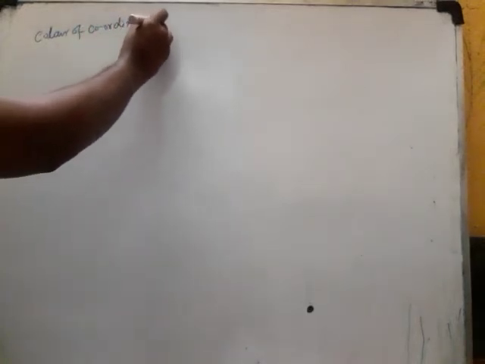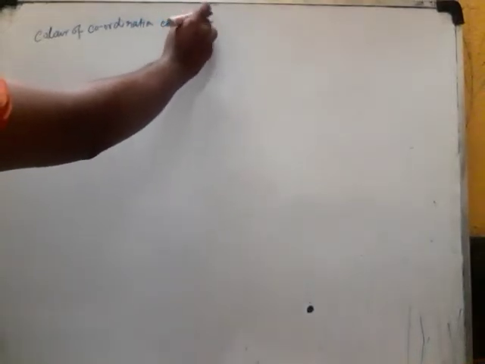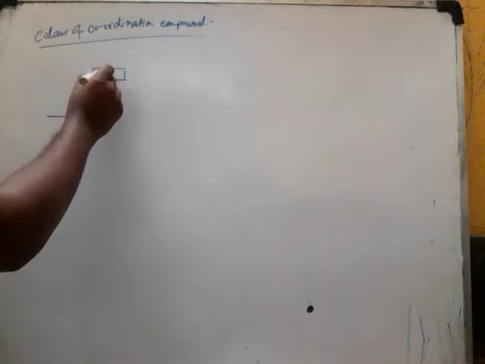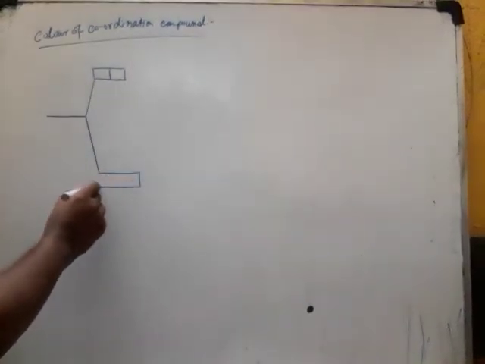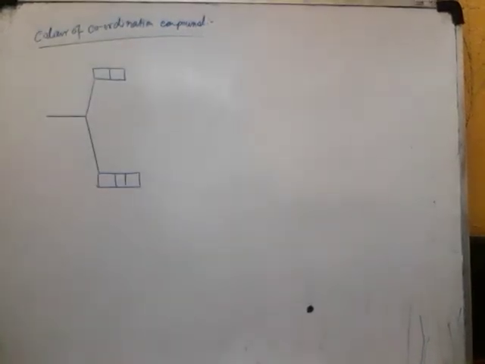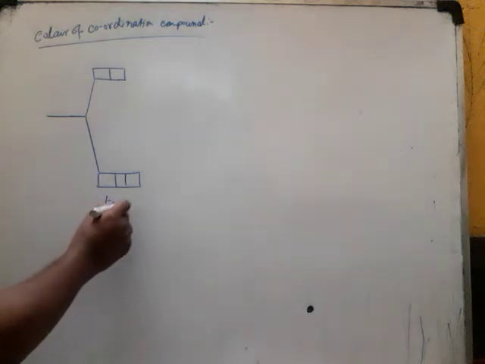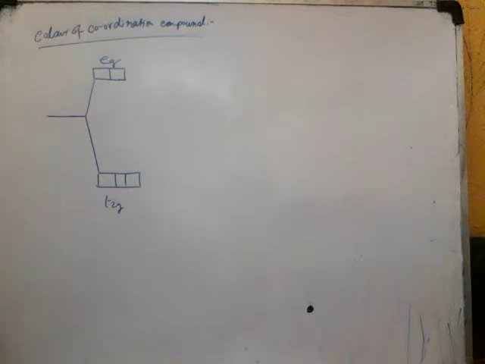Now we study color of coordination compounds. Color of coordination compounds is due to d-d transition. What is d-d transition? When some electrons are present in the central atom of a coordination complex, we can see the d orbitals are split into two energy levels, T2g and Eg. T2g is the lower energy level and Eg is the higher energy level for an octahedral complex.